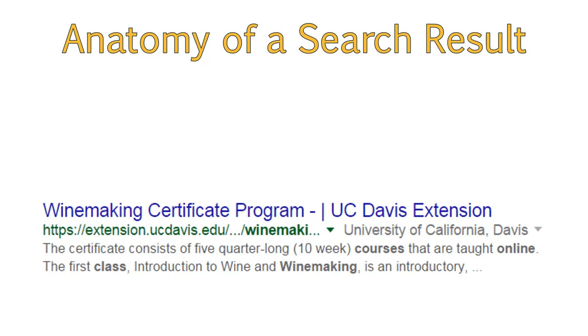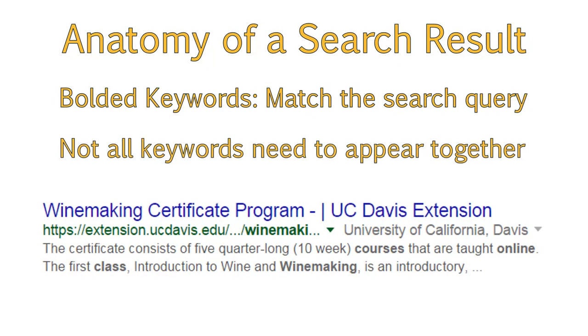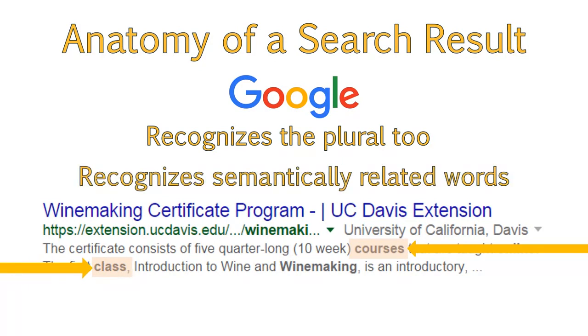These words are bolded because they match the words we used in our search query. These words are what we call keywords. You can see that all of the keywords do not need to appear together in order to be bolded. So my search for online winemaking course also bolded the word courses because Google can recognize the plural version of course as well as the words online and winemaking. Note that in this sentence here, the word class is also bolded. This is because Google recognizes that courses and class are semantically related.